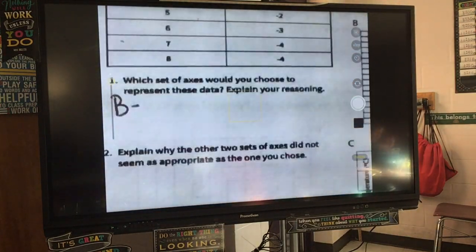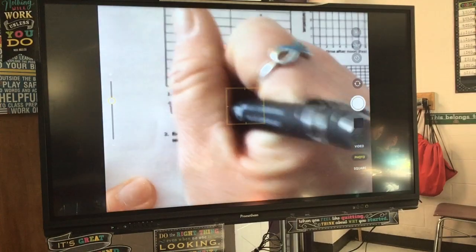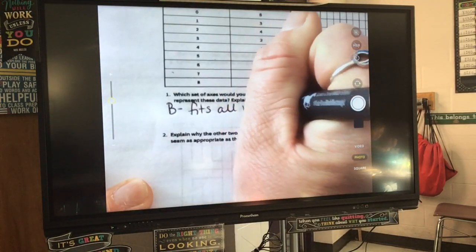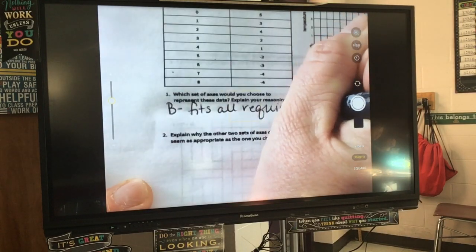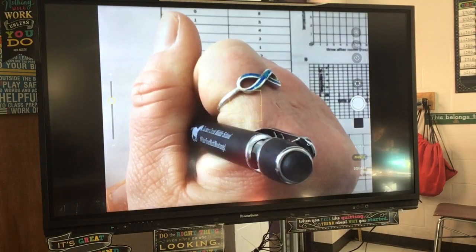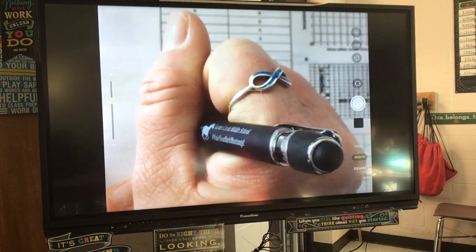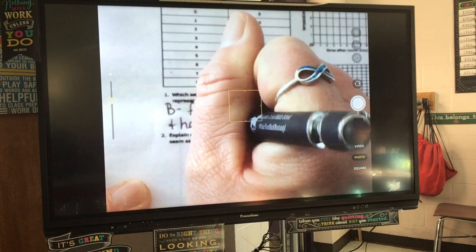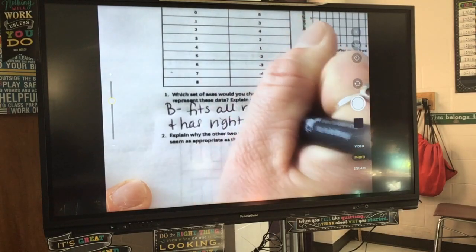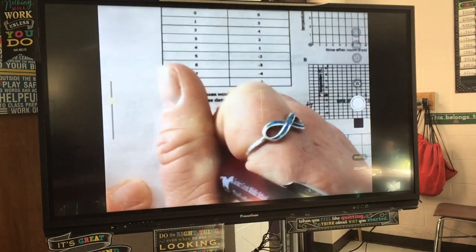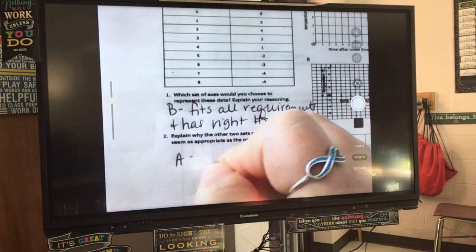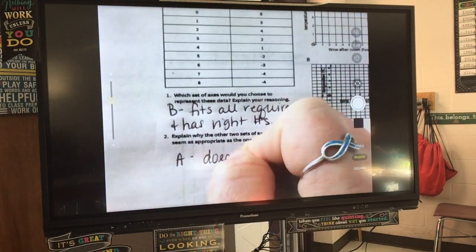Even though it's a little smaller, it still has the right number. Okay, we said A is not, because why? Kira? It doesn't allow you to plot negative numbers on it.